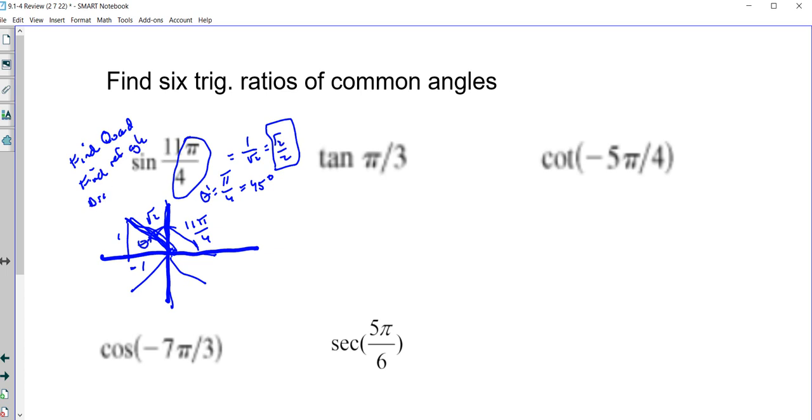Draw a triangle. Draw a basic triangle or point, all right, with ratios, okay, with ratios of sides. Okay, so that's how we do it.